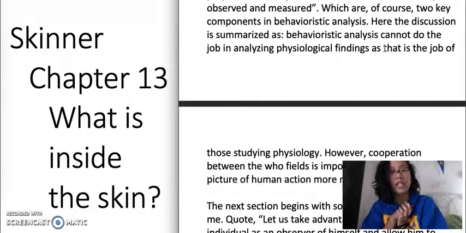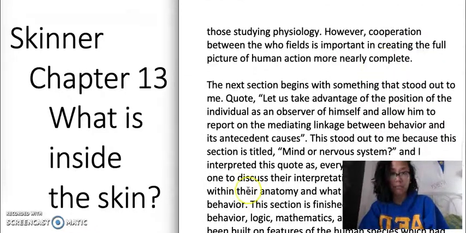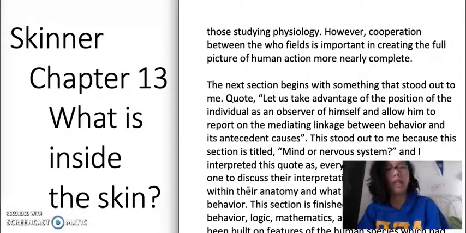Here the discussion is summarized as behavioristic analysis cannot do the job in analyzing physiological findings, as that is the job of those studying physiology. However, cooperation between the two fields is important in making the full picture of human action more nearly complete.